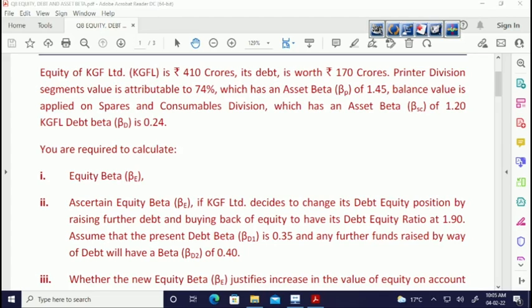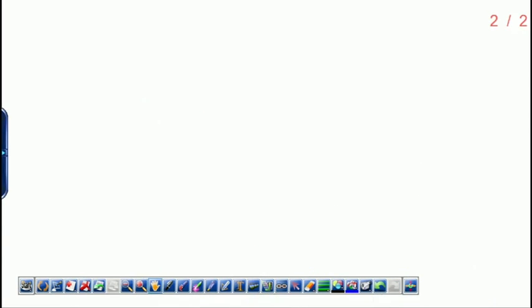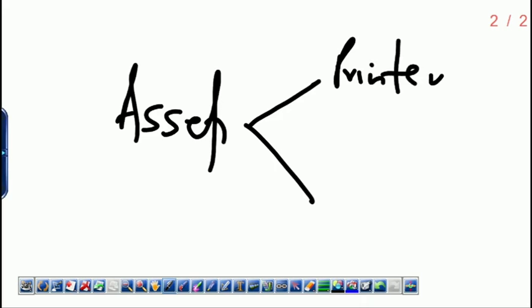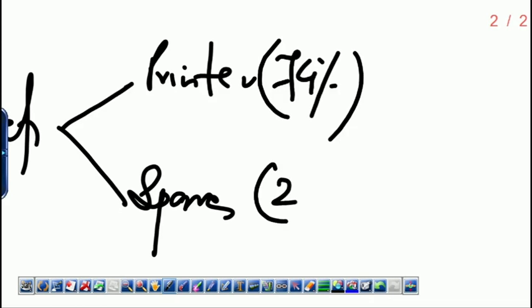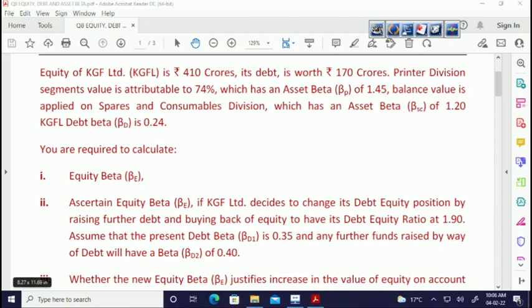First of all, without reading the question, I will calculate the firm's asset beta. The firm has two assets. Number one, the firm has printer. Number two, the firm has spares. Printer, what is the proportion of this business? 74%. What is the proportion of this business? 26%. What is the beta asset of this business? It is 1.45.